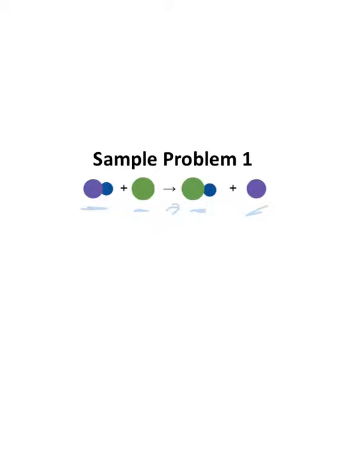Looking at this, I see the two elements that switched: this green circle switched spots with the purple circle. It bumped the purple circle out of that compound, and now the purple circle is by itself. That's what you see in the products. Now the purple circle is all by itself as a single element.